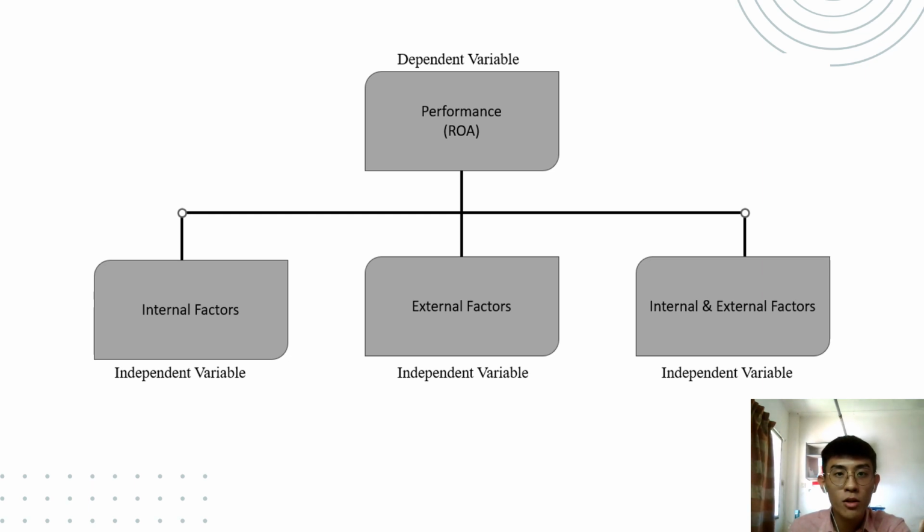The internal model corresponds to the first research objective, which evaluates the internal factors that could have influenced Micron Technology. The external model corresponds to the second objective, and the internal and external factors correspond to the third objective.